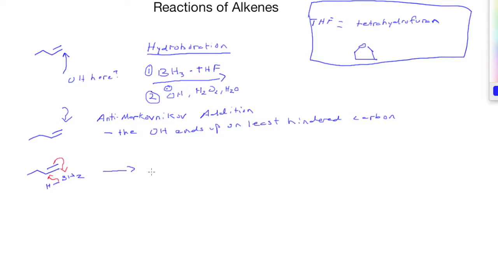And so what we end up with is a syn addition. They're both going to come from the same face. Remember that a double bond is planar, it's flat, right? It has sp2 hybridization. And we're going to end up with this syn addition on the same face of our double bond.